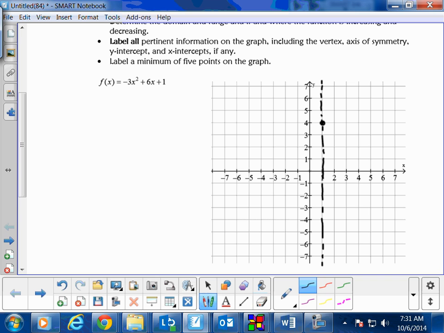Now, as far as finding the x and y intercepts, the y-intercept is pretty easy to find. That's going to be when x is 0, basically when this is 0, this is 0. That means that these cancel. Which means that when x is 0, like I put in there, my y-intercept is going to be at 1. So here's my vertex.